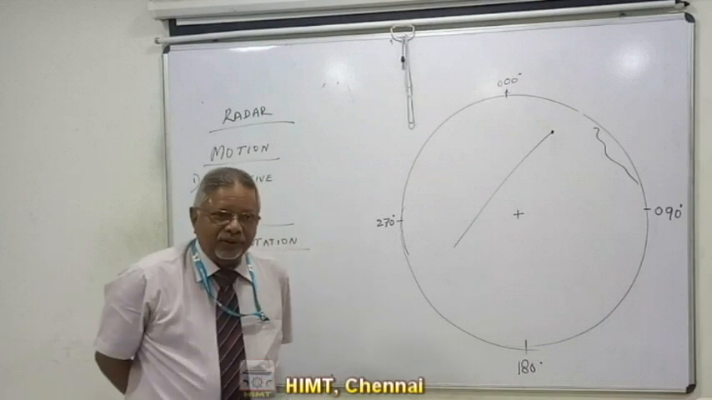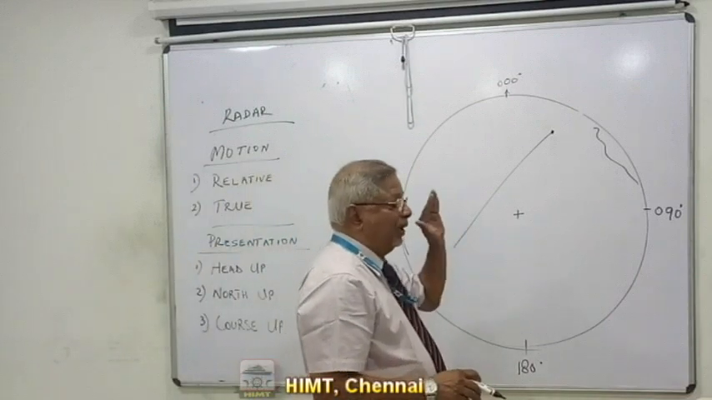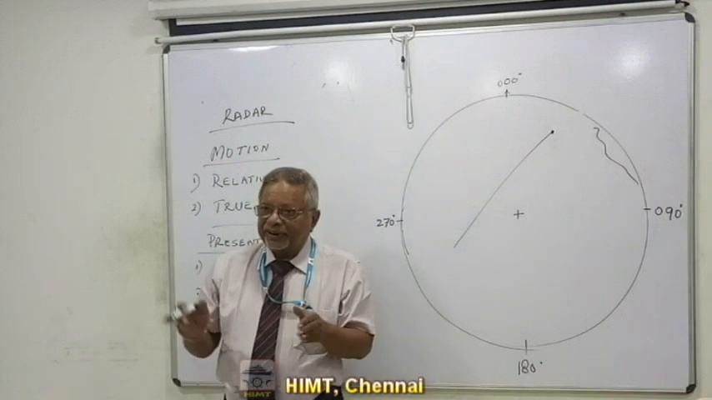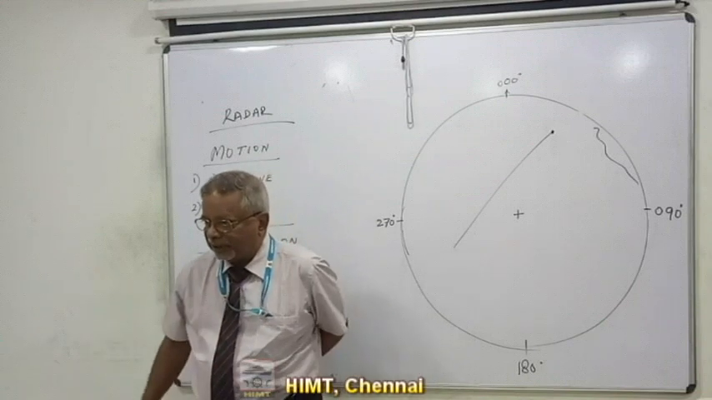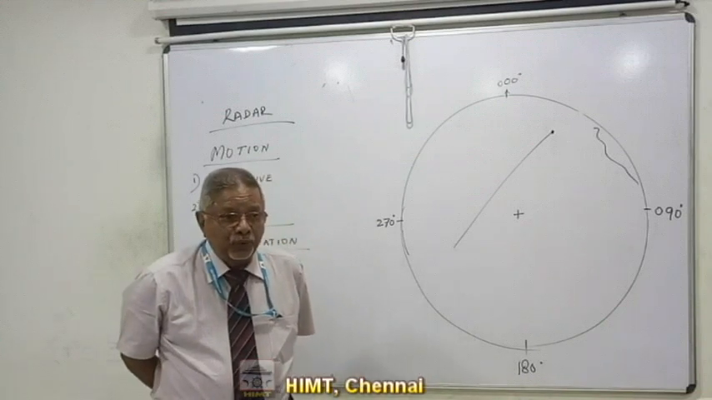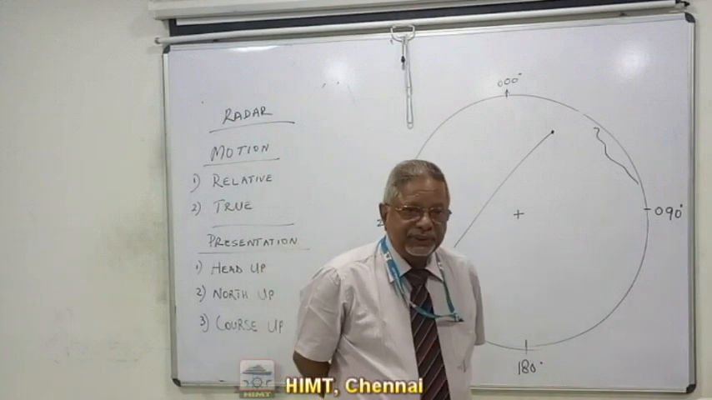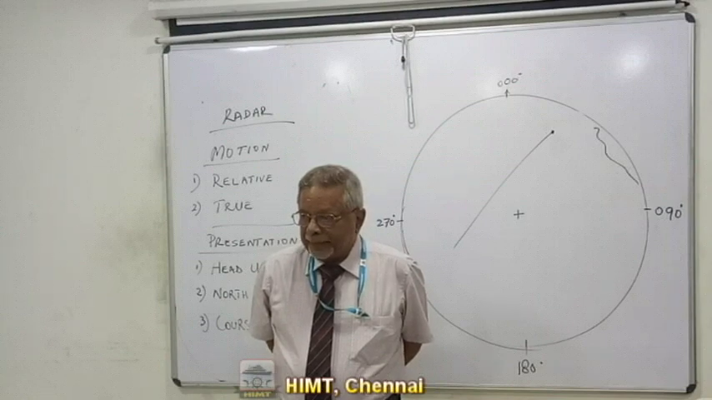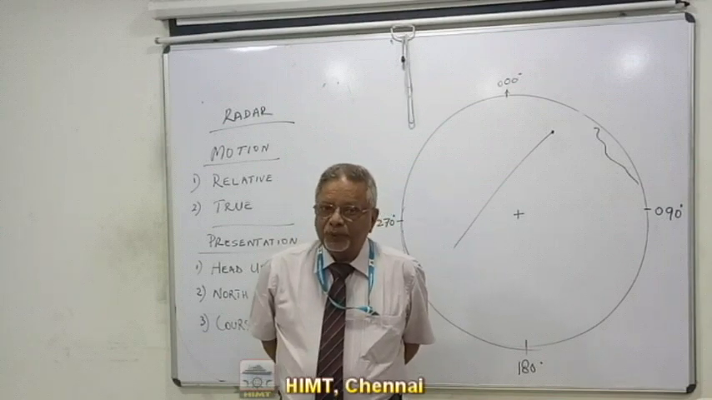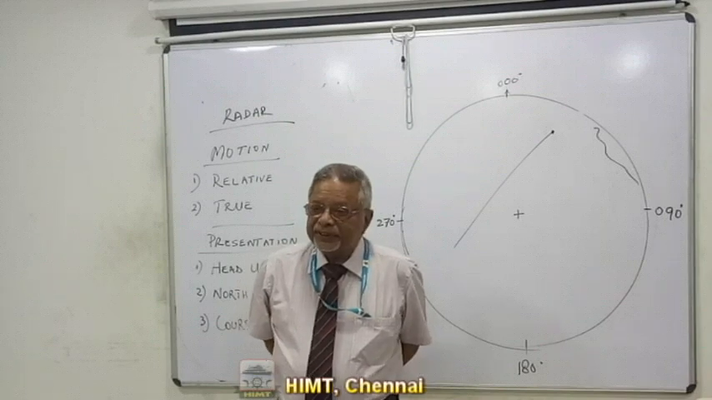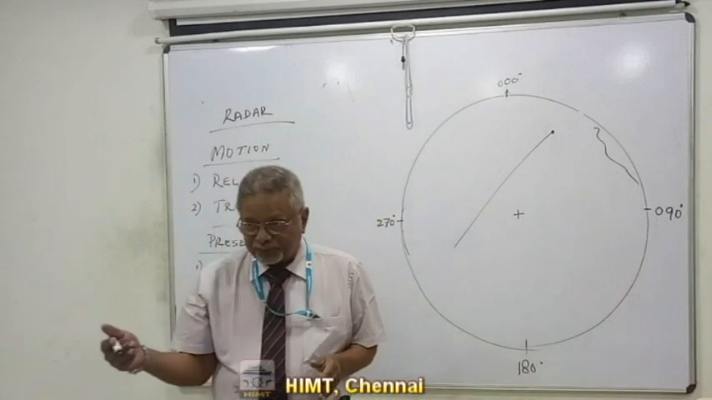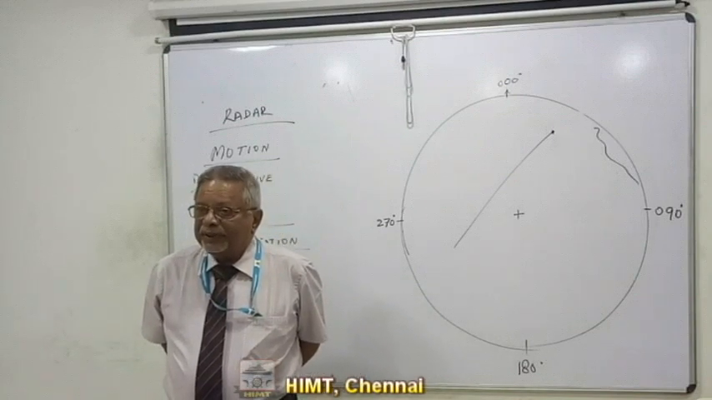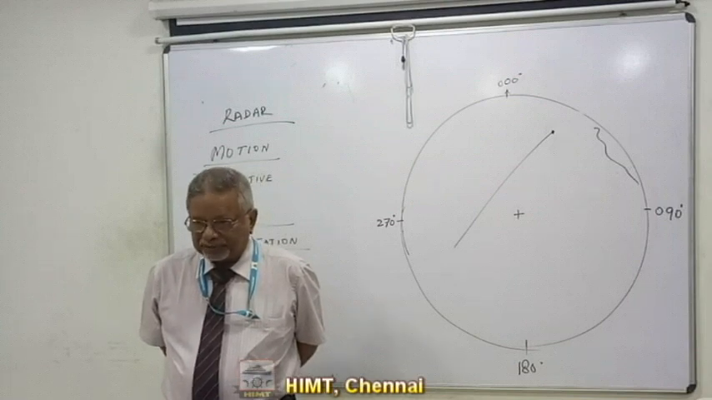Yeah. So as far as relative motion is concerned, all targets will move on the screen, regardless of whether it is a moving target or a fixed target. Fixed targets will move in the exact opposite direction of your own course and at the same speed. Moving targets will move in relation to your own course and speed and their course and speed. And their motion on the screen will be known as the relative line of approach.